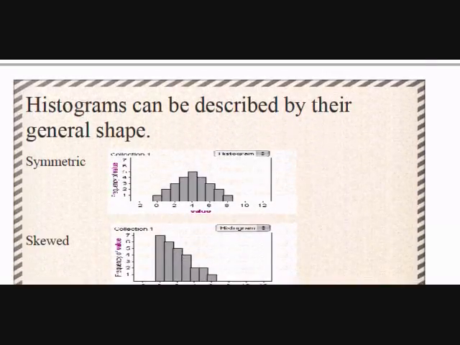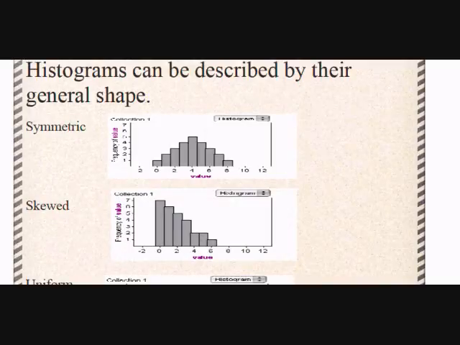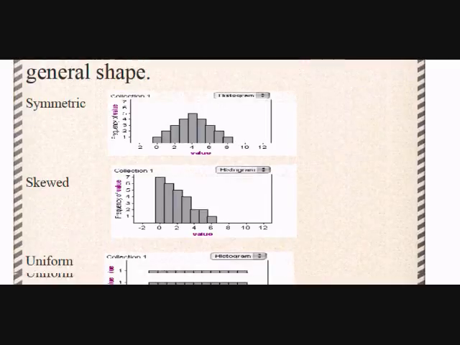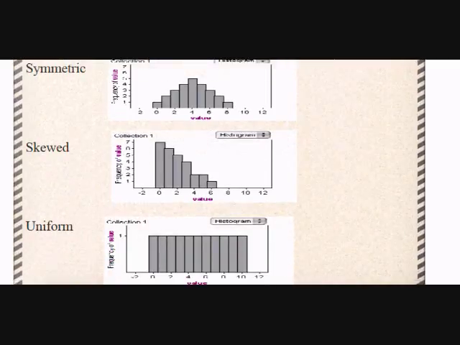So here we go. We're going to describe histograms, and you can describe dot plots with these words too, by their shape. Some histograms are high in the middle and low on the sides. We call those symmetric. Some histograms are high on one side and short on the other side. We call those skewed. Some histograms, all the bars are about the same height. We call that uniform.